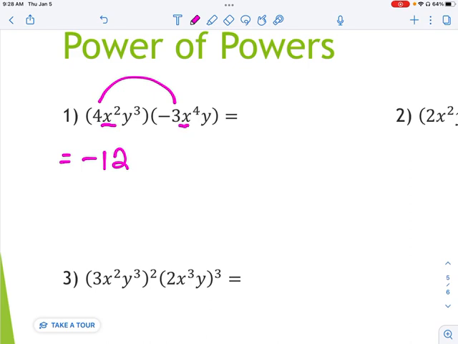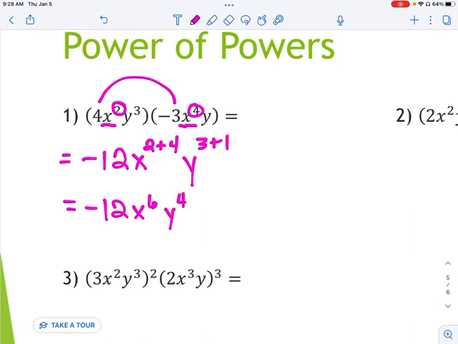Remember, if I have common bases, I'm going to add their exponents. So this is going to be x to the 2 plus 4, and then y to the 3 plus 1. So now we simplify that down, we get negative 12, x to the 6th, y to the 4th.